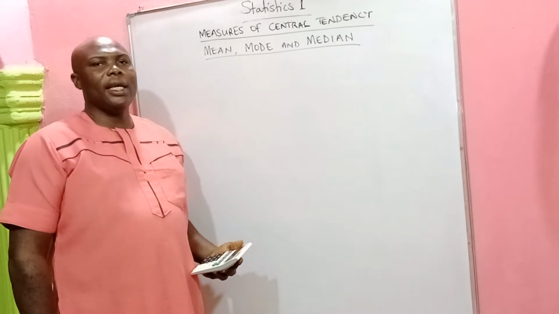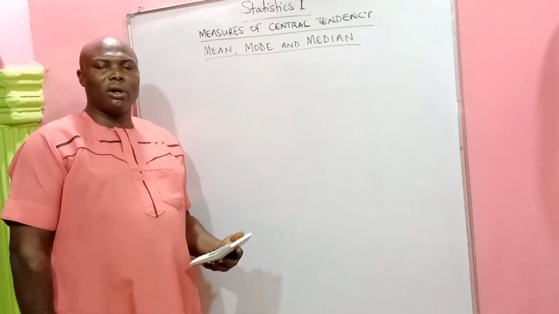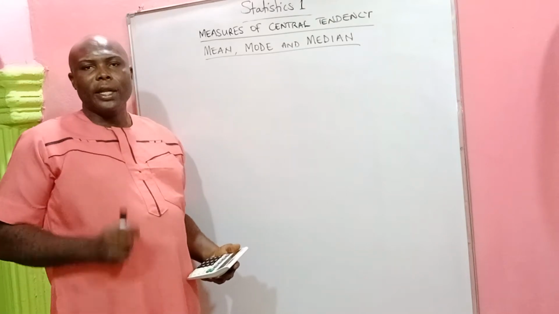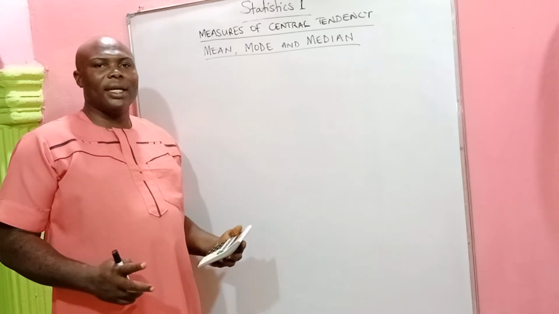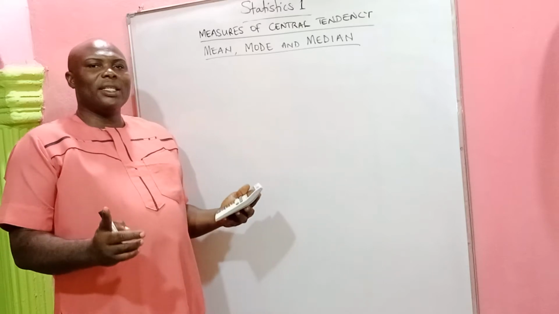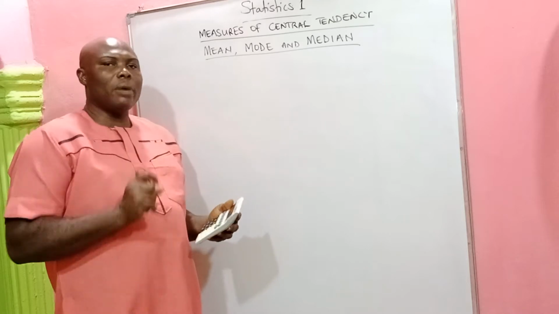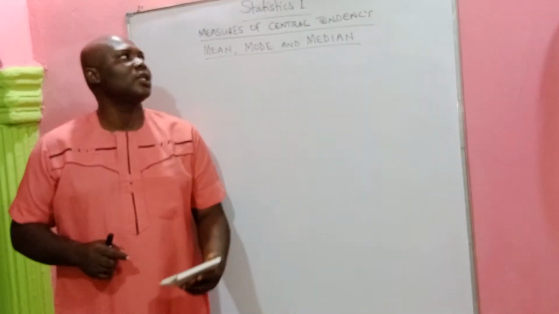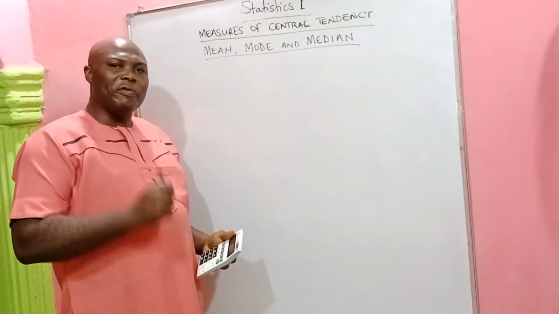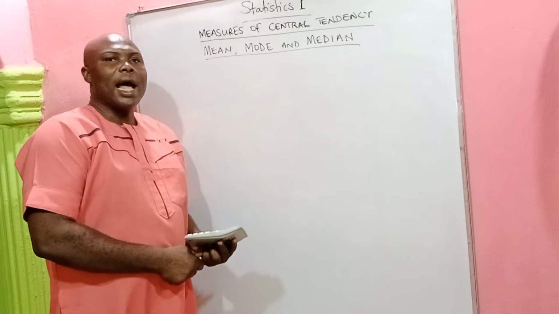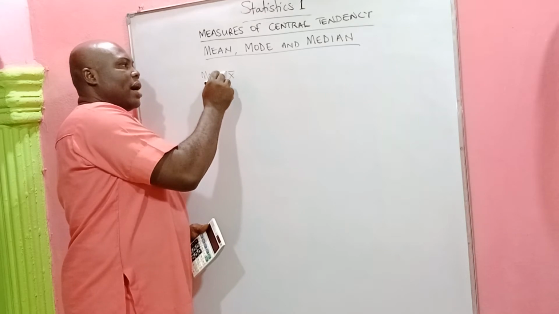Today our topic is Statistics 1 and we'll be taking the measures of central tendency: the mean, the mode and the median. These measures of central tendency always bring their values to the center. They tend to bring their data to the central position, and that's why they are referred to as measures of central tendency. The mean is the arithmetic average of a given set of numbers, and the mean is always denoted by x bar. X bar is the mean.